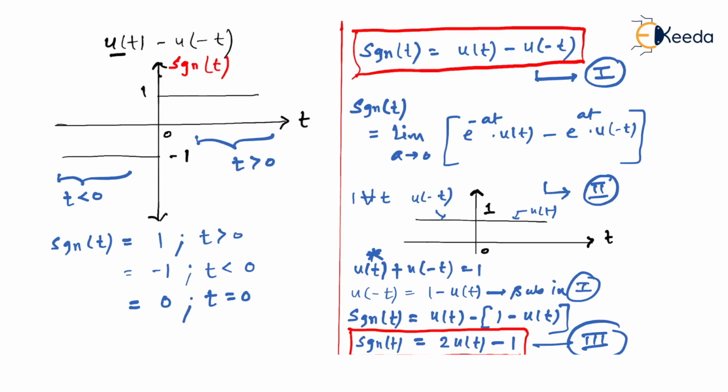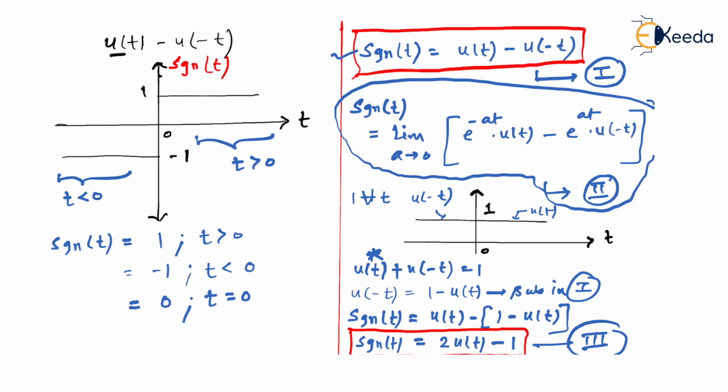So remember, the first expression is u of t minus u of minus t. In fact, by solving the second expression only, we got the first expression, which is e to the power minus at dot u of t minus e raised to at u of minus t, where limit a is tending to 0. So whenever you substitute a equal to 0 everywhere in this expression number 2, you'll get expression number 1.